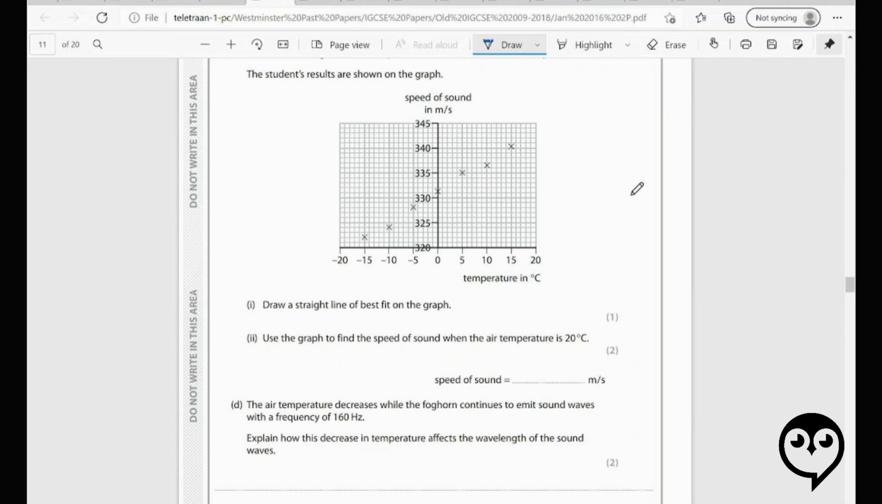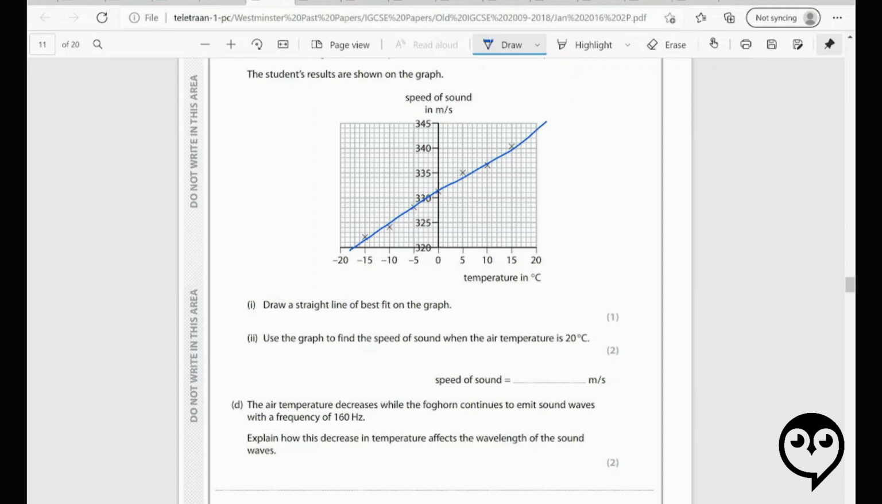So get your ruler out and try to get through as many of these points as you can. Have I drawn a good line of best fit? I've got this one off the mark. I've got 1, 2, 3 above the line, and I've got 1 below. I try to have 2 on either side. Again, it's going to be much easier if you've got a ruler.